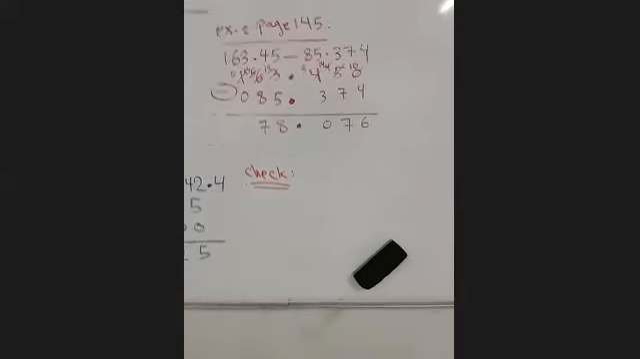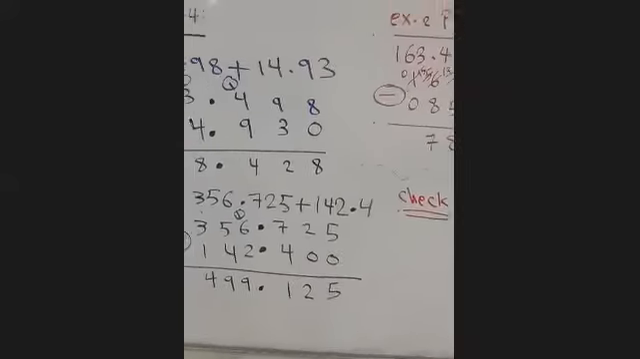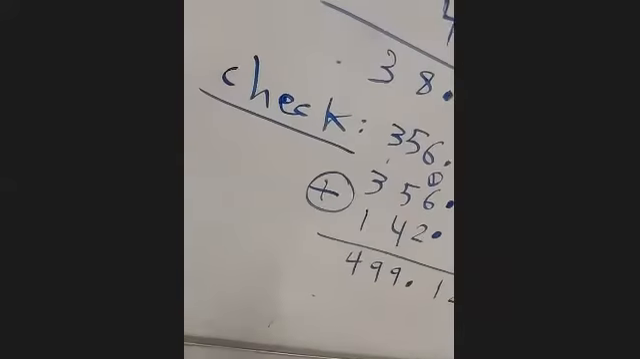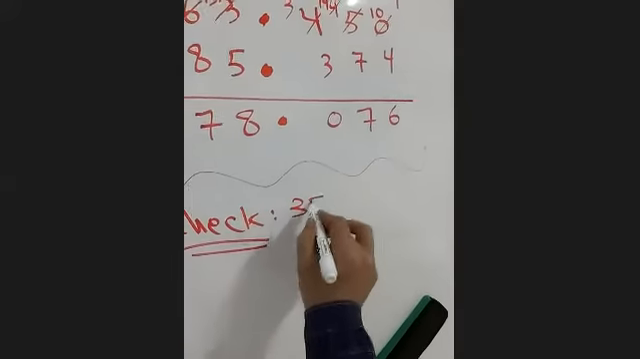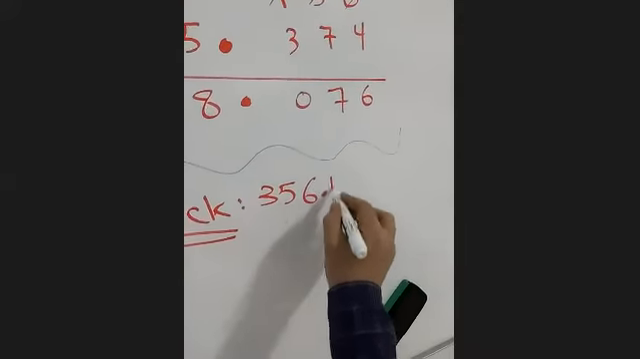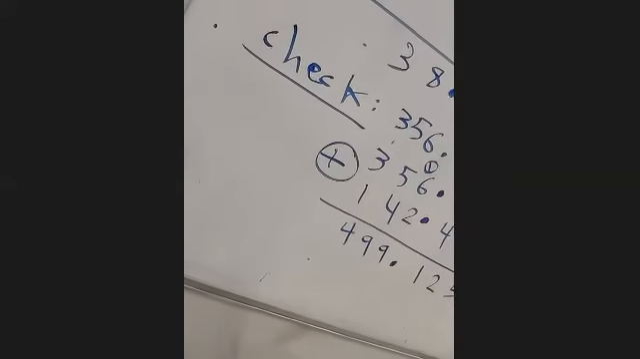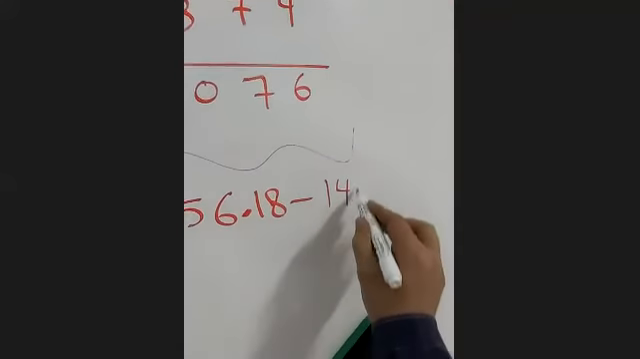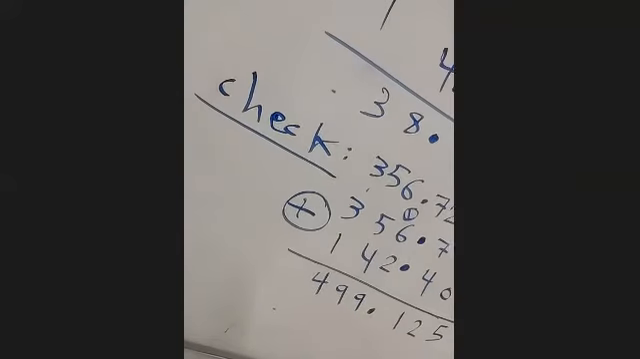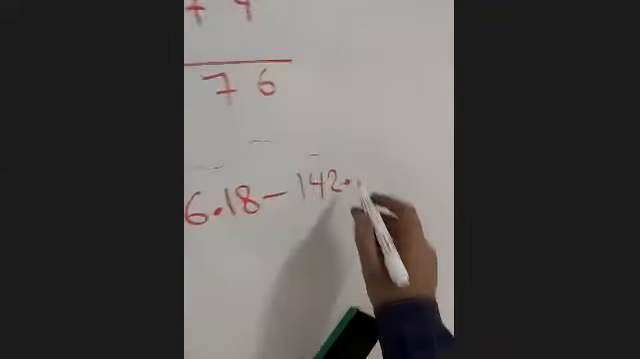If you have questions, put your hand. No questions. Go to the check question, page 145. Under this example, we have 356.18 minus 142.275. Sorry, 142.257.